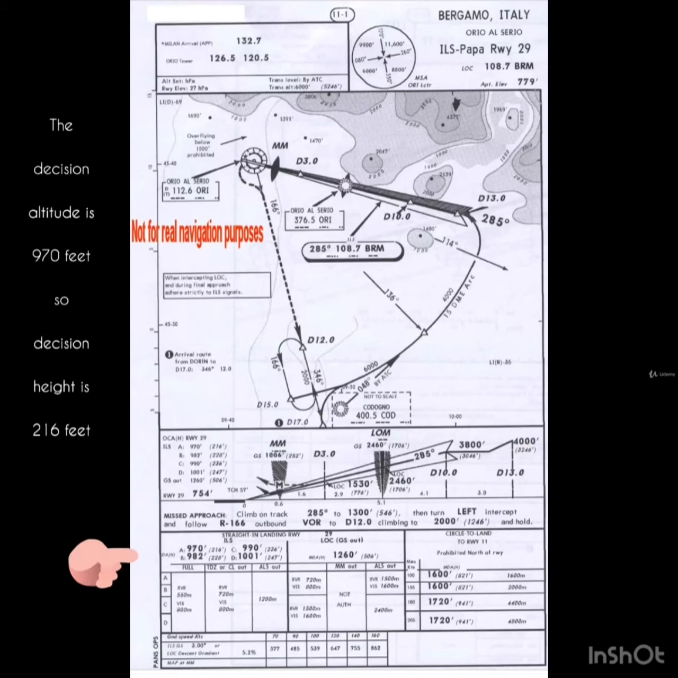The decision altitude for our approach, in case we are flying with a light aircraft like a Cessna or like a Tecnam P2006, is category A, so it will be 970 feet above mean sea level. The decision height will be 216 feet. We check the RVR for category A.